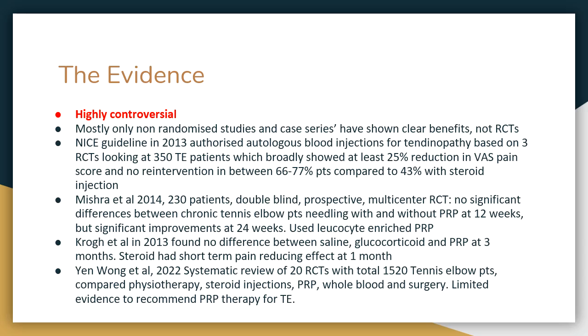Krog et al. Found no difference between PRP, glucocorticoid, and saline at 3 months. They found that steroid had a short term pain reducing effect at 1 month post injection. The last study by Yen Wong et al. Was a systematic review looking at 20 RCTs with a total of 1,520 tennis elbow patients. They compared physiotherapy, steroid injections, PRP, whole blood, and surgery, and could not find very compelling evidence to recommend PRP therapy for tennis elbow.